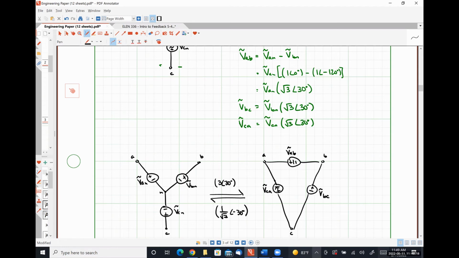Okay. So to go from Y to delta, we multiply by, sorry, that should be square root of 3 angle 30. I missed the square root sign. I want to make sure that's clear. So anyway, to go from Y to delta, we multiply by √3 angle 30. To go from delta to Y, we divide by √3 angle 30. That is our conversion factor between our sources.